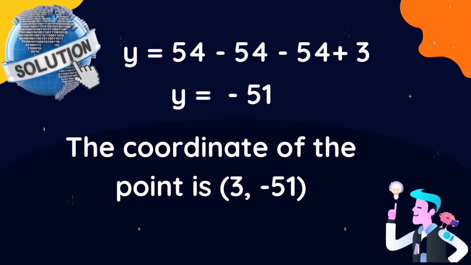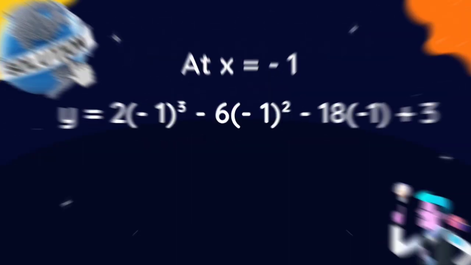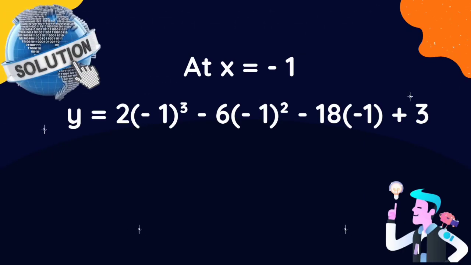And so similarly, we also determine the turning point at x equal to minus 1, which is the other solution, the other critical value. In the same manner, we substitute minus 1 into the expression to determine the corresponding value of y. So at x equal to minus 1, you are going to have 2 brackets minus 1 raised to the power 3 minus 6 bracket minus 1 raised to the power 2 minus 18 bracket minus 1 plus 3.